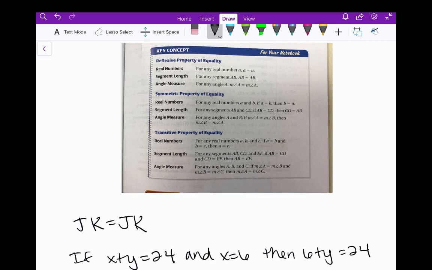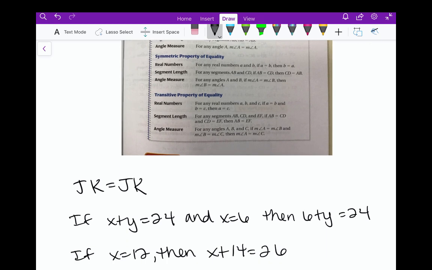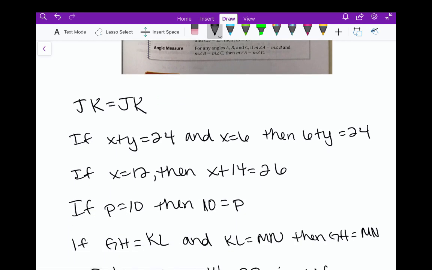Symmetric property is a little bit different. It says if A equals B, then also B equals A. So it's different than the reflexive. And then the transitive says if A equals B and B equals C, then A equals C. Kind of go from one to the next. So those are the properties that we're going to be using.